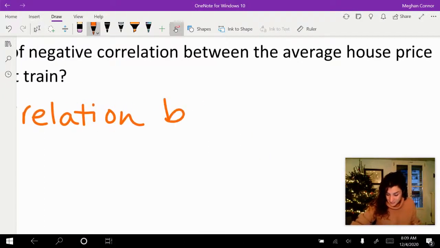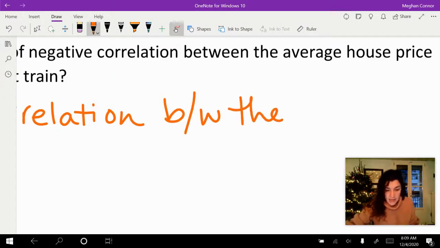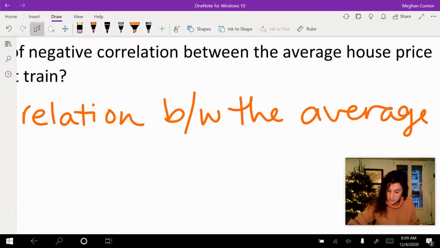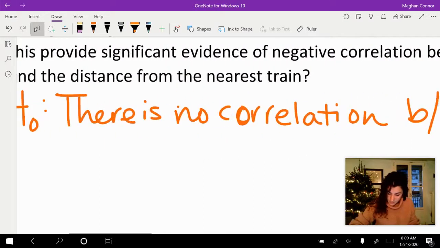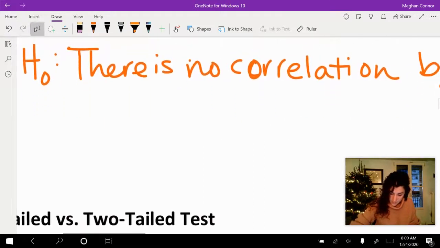Between the average house price and the distance from the train station.